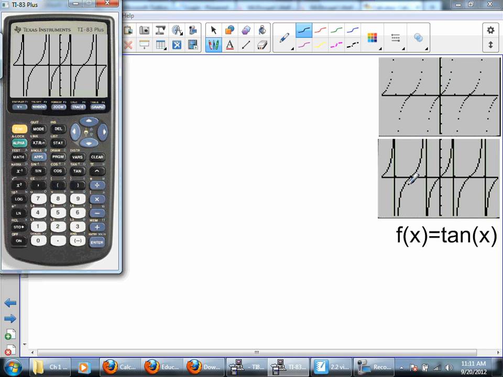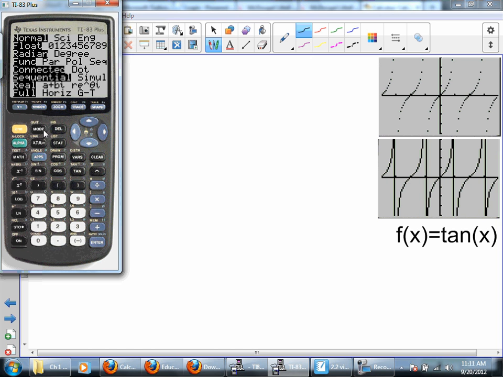Right now my calculator is in what's called connected mode. If we go to the mode button and we go down a couple of spaces, you'll see that we have it in connected mode, which is good. Basically what it does is, well, let me talk about dot mode. Let's move it over to dot mode.